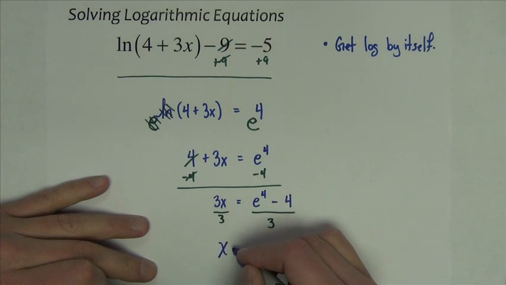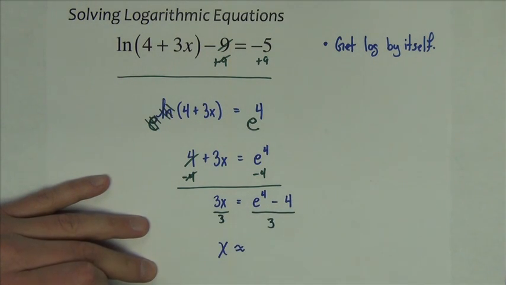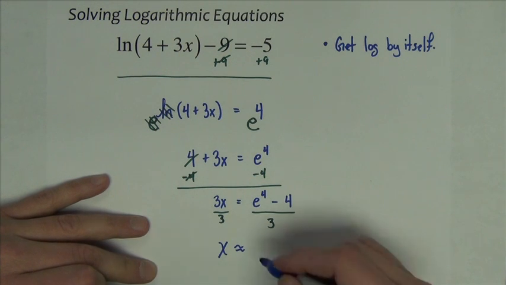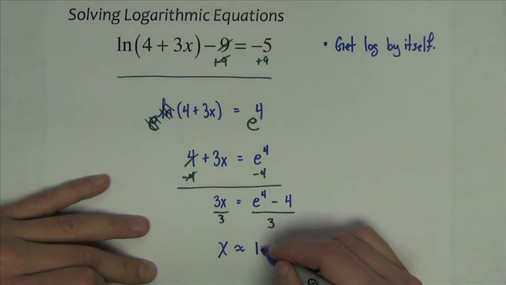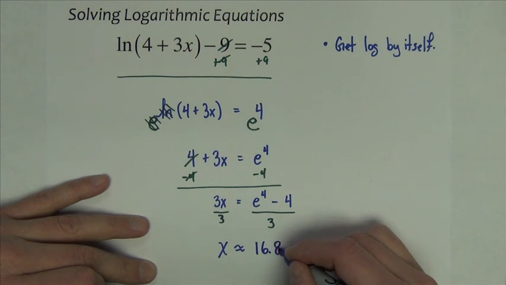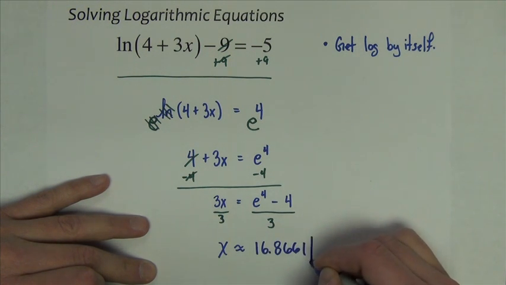We'll get x equals. On the calculator, I'm going to type in e raised to the 4th power. I'm going to take away 4. I'm going to divide that by 3. I'm going to use 4 decimal digits of accuracy. I get 16.8661.